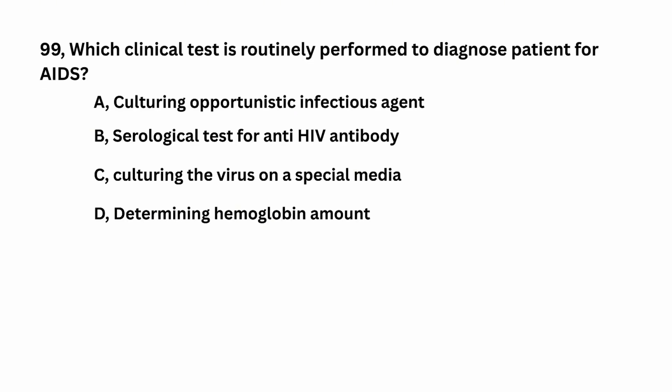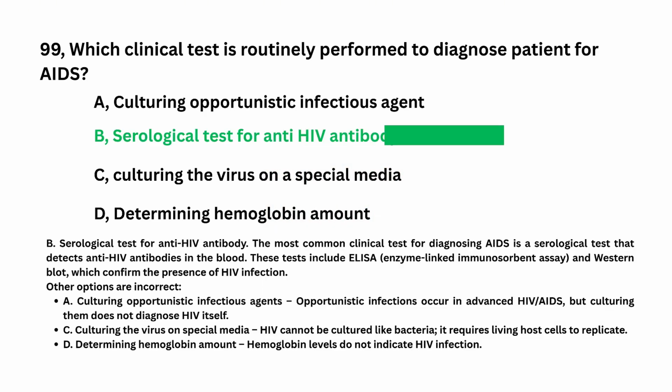Which clinical test is routinely performed to diagnose patients for AIDS? Culturing opportunistic infectious agent, serological test for anti-HIV antibody, culturing the virus on special media, determining the hemoglobin amounts. Serological test for HIV antibody is the answer.